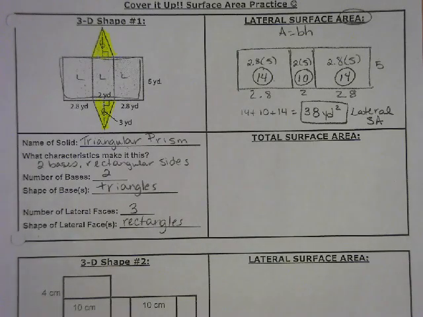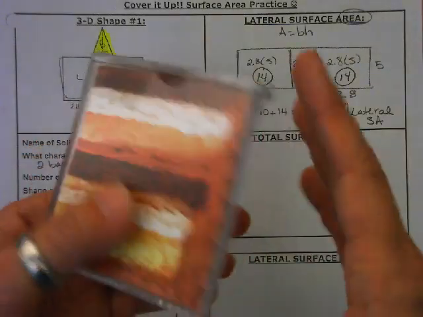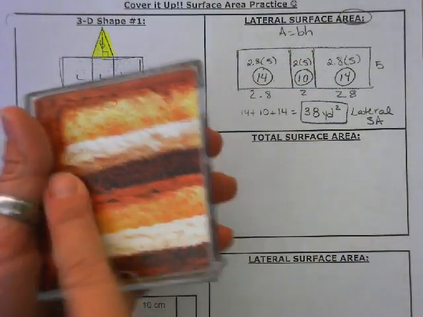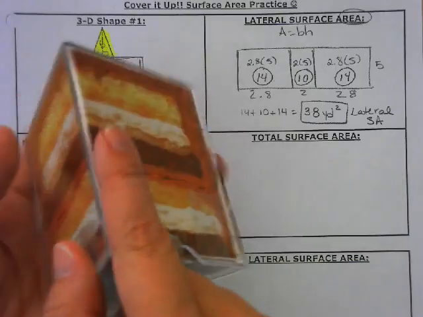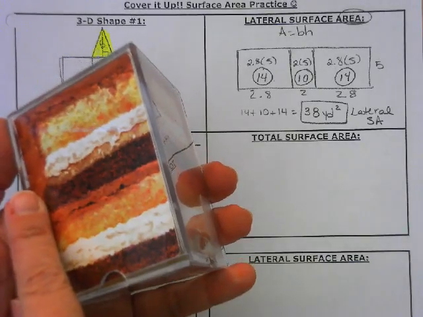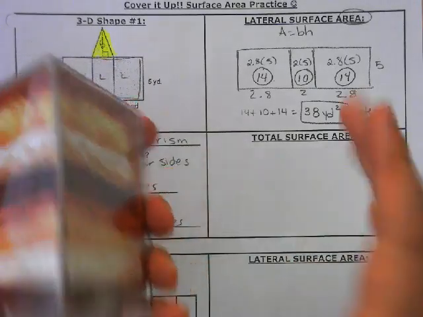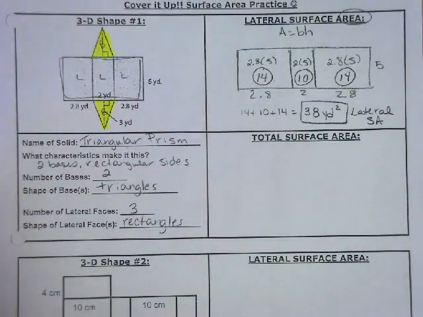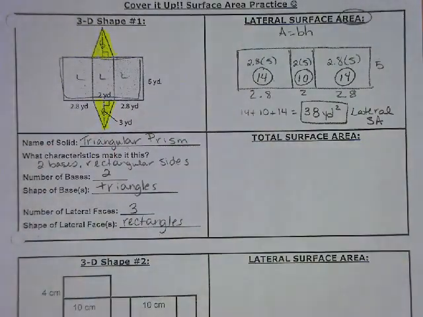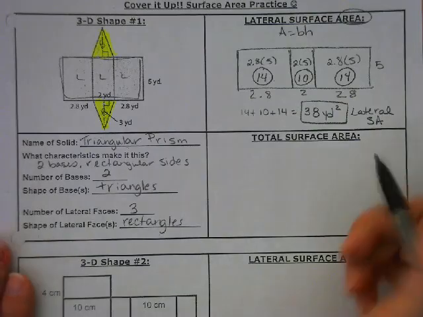So if I was looking at my cake, here's my cake, right? Then I am looking at just this part where the cake is. Assuming we have frosting on the top and the bottom. Because there's always room for frosting. All right?